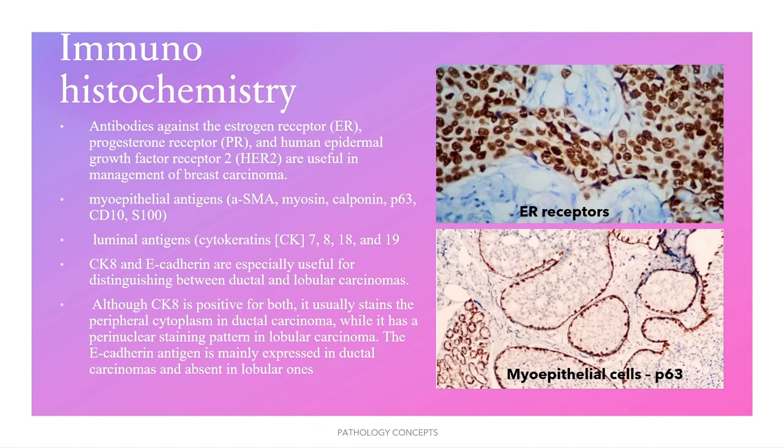Now let's learn about immunohistochemistry, which is very important in cases of breast malignancies. Antibodies against estrogen receptors, progesterone receptors and human epidermal growth factor receptor 2 are useful in the management of breast carcinoma. Myoepithelial antigens are SMA, myosin, calponin, P63, CD10 and S100. Luminal antigens are cytokeratin 7, 8, 18 and 19. CK8 and E-cadherin are especially useful for distinguishing between ductal and lobular carcinomas.